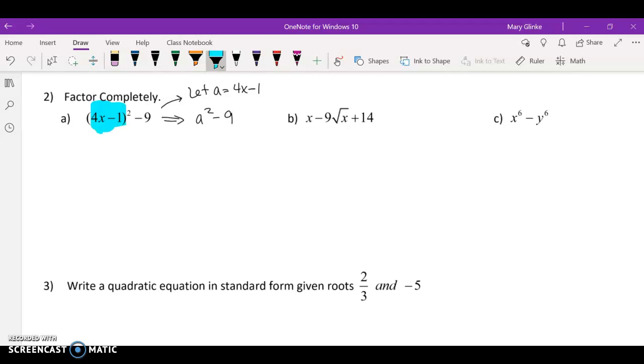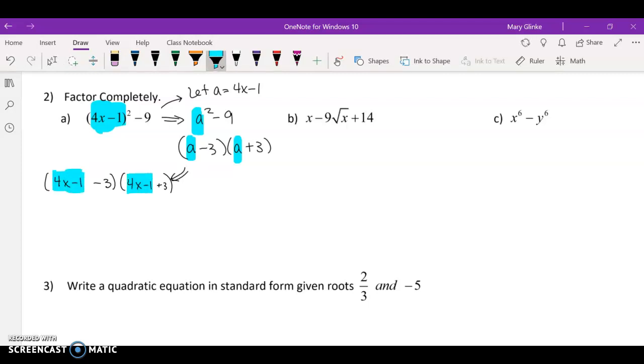Because if this, 4x minus 1, were just an a, you would normally look at that problem and say, wait a second, I can factor that. That's just going to be (a minus 3)(a plus 3). This is the difference of two squares. So the only difference then is instead of a, we're going to write 4x minus 1. So this first term is going to be 4x minus 1 minus 3, and then 4x minus 1 plus 3.